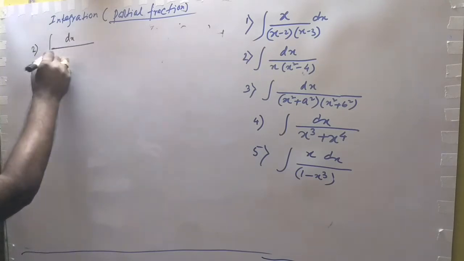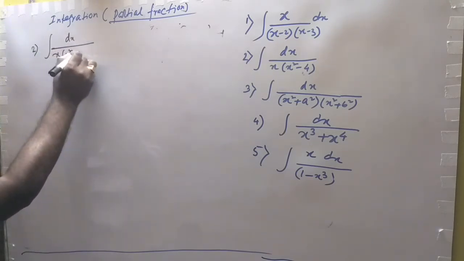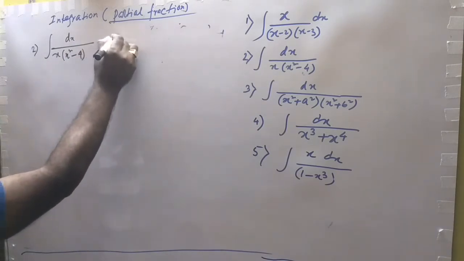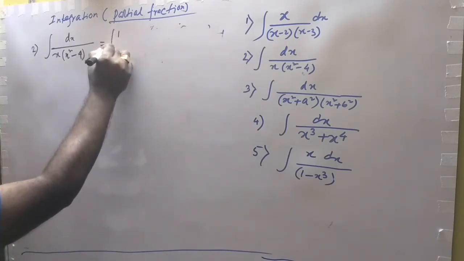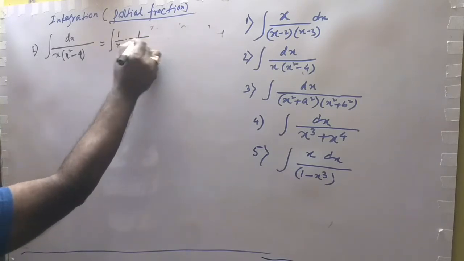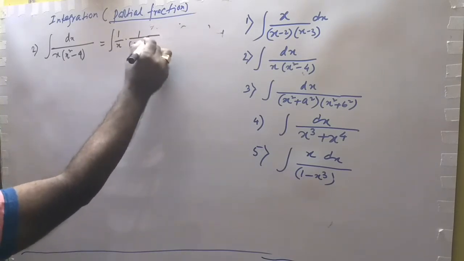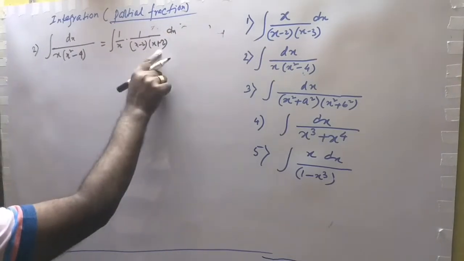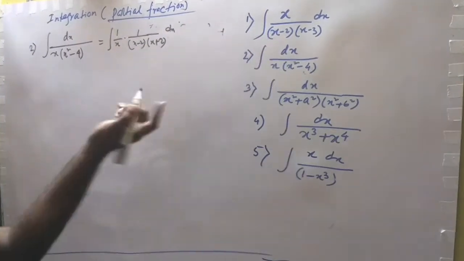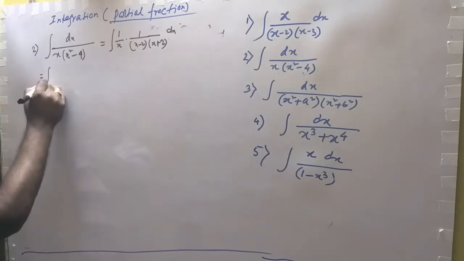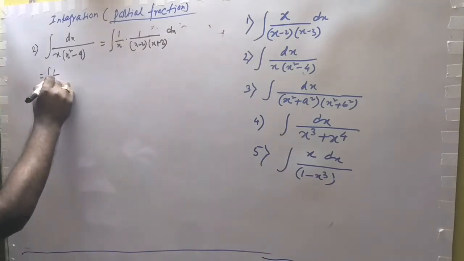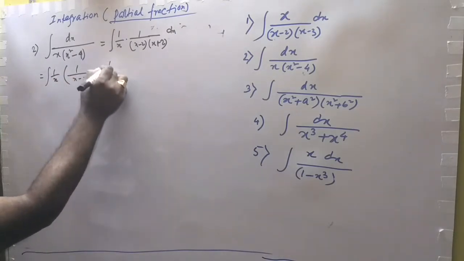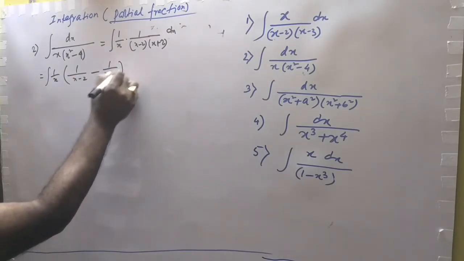dx by x into x square minus 4. So, factorize the form. So, that is 1 by x, again x minus 2 and x plus 2 dx. This factor can be split by this form, which we have discussed in question number 1. So now again x minus 2 minus x plus 2.